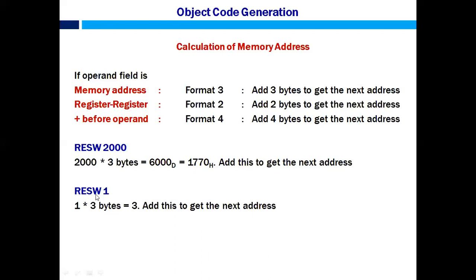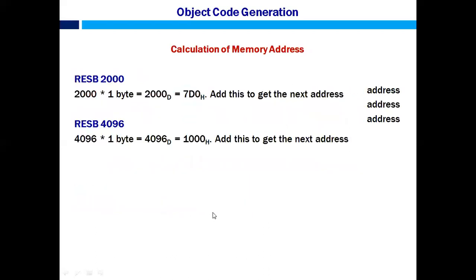Same way you have reserve word 1. So just 1. What do you mean by word? One word will be 3 bytes. So the number 1 into one word will be 3 bytes. So it will be 3. So whether it is 3 decimal or 3 hexadecimal, one and the same. So this value you have to add to the next address. Okay, then we will see how to calculate the memory address for one more type of instruction, RESB, reserve byte.